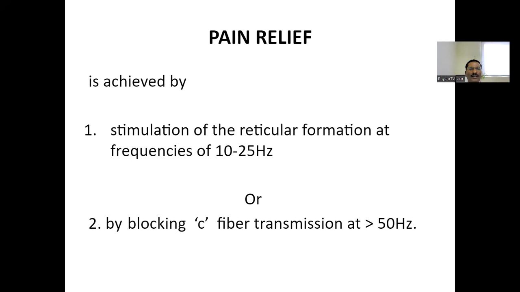The pain relief occurs, one, by the stimulation of the reticular formation using a frequency of 10 to 25 hertz. This is very similar to the acupuncture mode TENS. And second, by blocking the C fiber transmission, where you are using a frequency of 50 hertz or more, which again is like a conventional mode TENS.